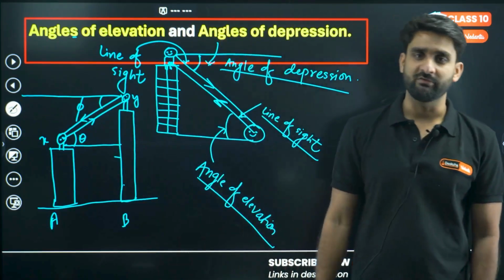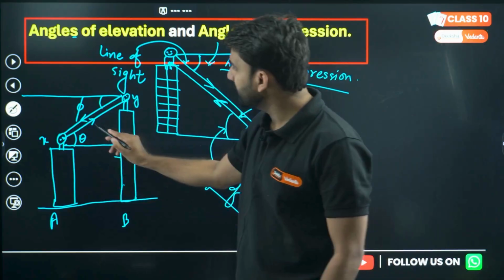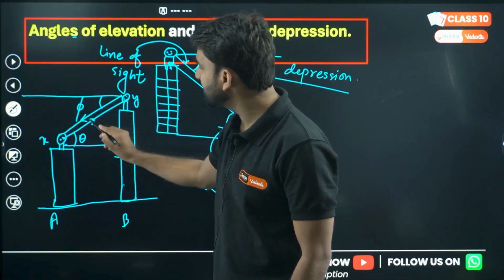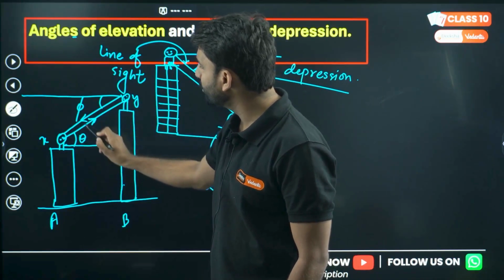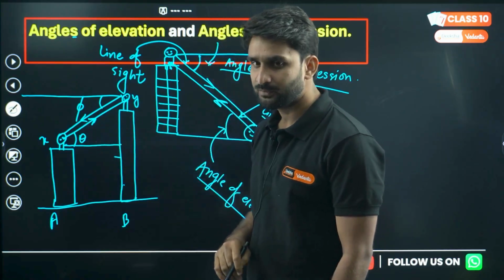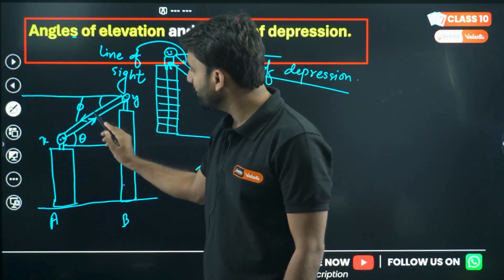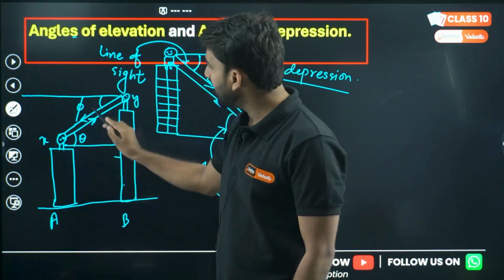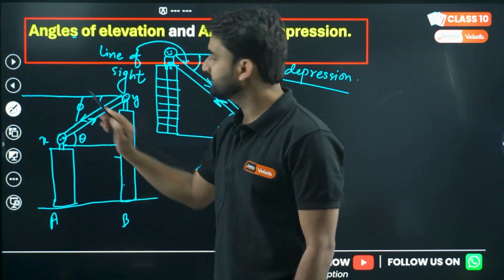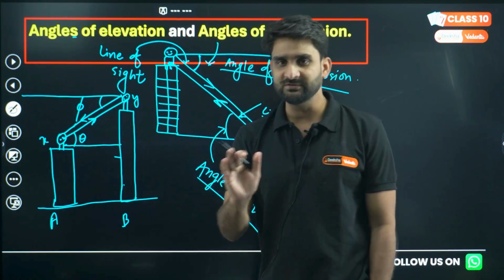Hope it is clear to everyone. If this is the line of sight of X to Y, the angle which is below the line of sight is the angle of elevation. And if this arrow indicates the line of sight of Y towards X, the angle above the line of sight is called the angle of depression. Hope it is clear to everyone.